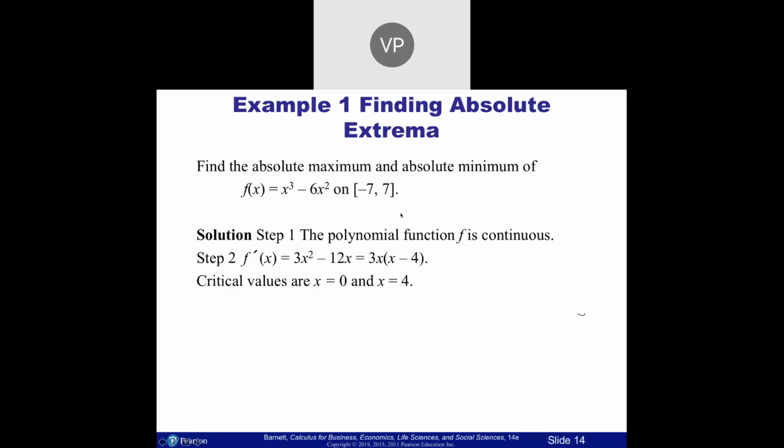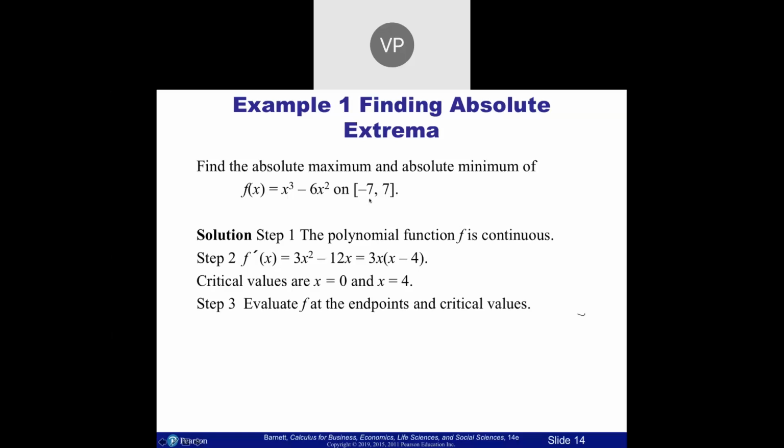This is all you care about between -7 and 7. Okay, so my critical values are 0 and 4. We have endpoints -7 and 7. So remember, the next step is we plug all 4 of those points into the original function. So we're evaluating the function at the endpoints and at the critical values.